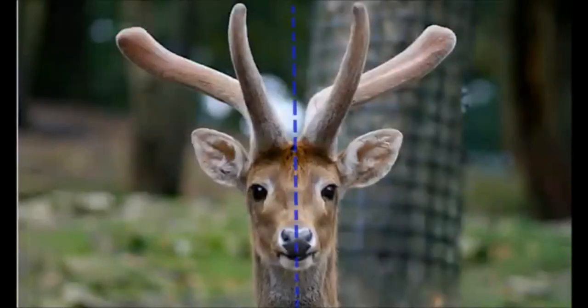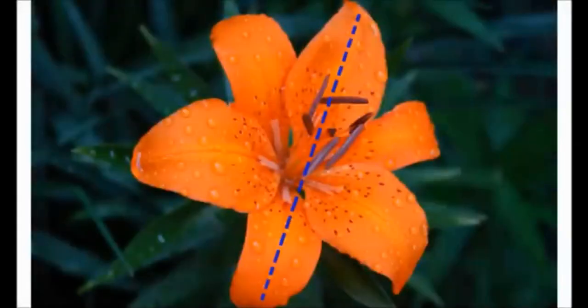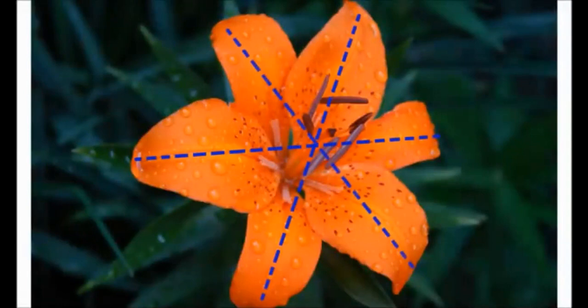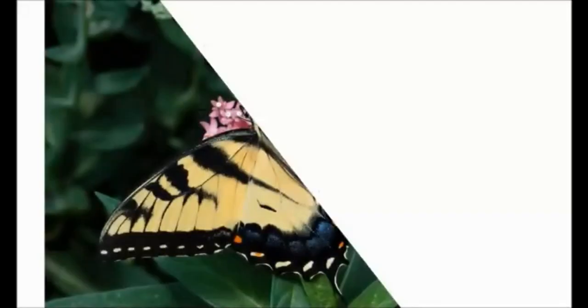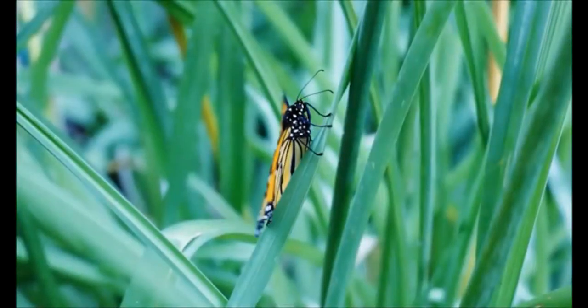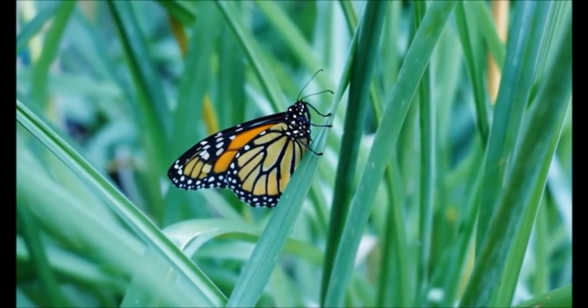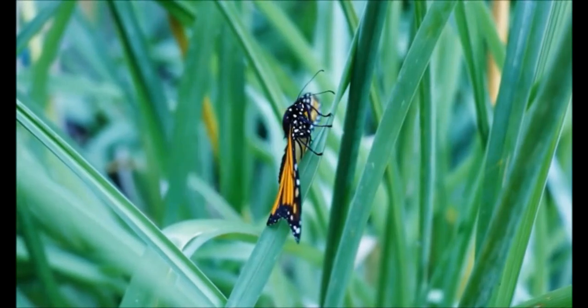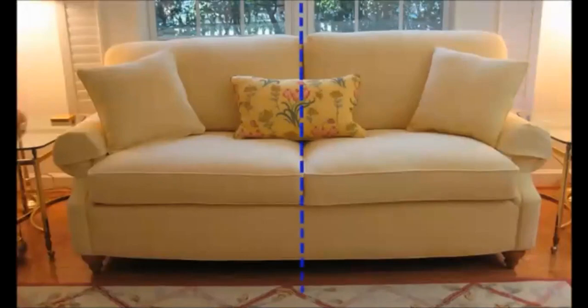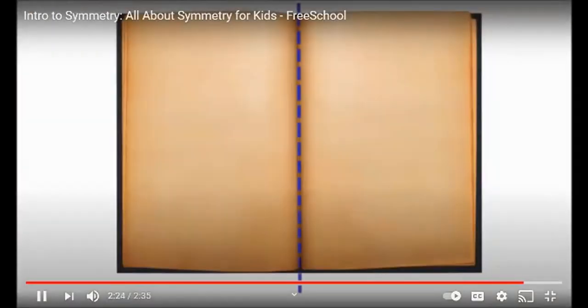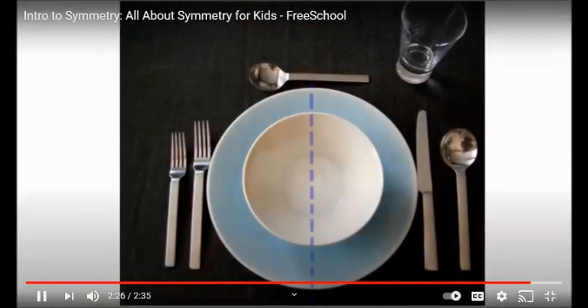Symmetry is often found in nature. One favorite example of this is a butterfly. When a butterfly folds its wings, it is easy to see that they are the same shape. Now that you know what symmetry means, see if you can find symmetrical objects near you. You may be surprised by how many things are symmetrical.